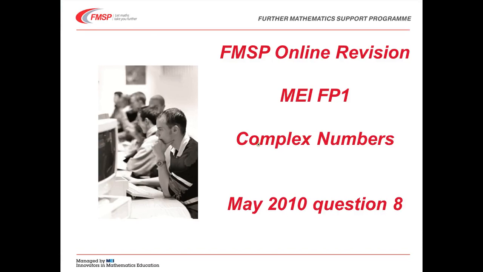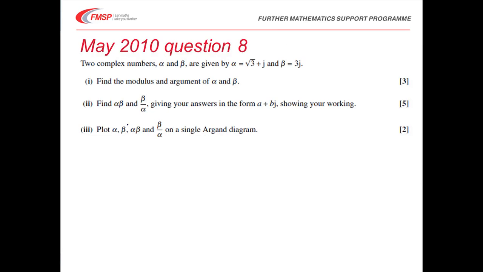Hello, in this video we're looking at MEI Further Pure 1, the May 2010 paper question 8, which is on complex numbers. Read through the question first. We're given two complex numbers alpha and beta, and we're asked to find the modulus and argument of both of them. Then we're asked to find alpha beta and beta over alpha, giving our answers in the form a plus bj and showing working. And we're then asked to plot 4 points on a single Argand diagram.